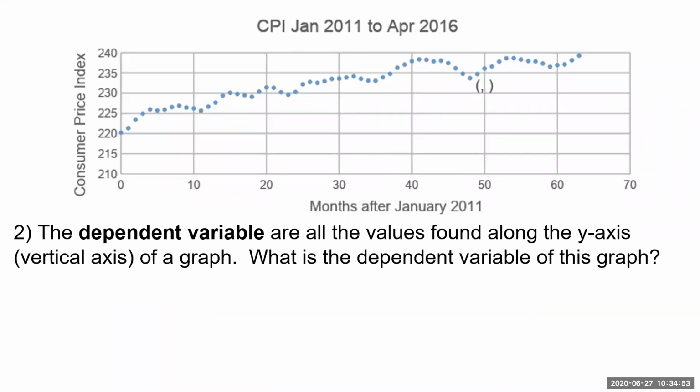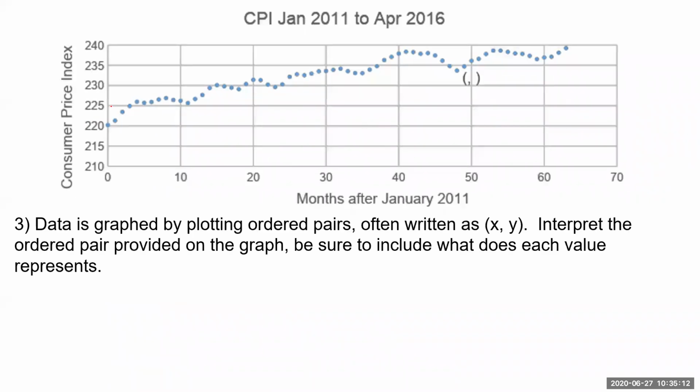Now, dependent variables are all the variables found along the vertical axis. And what's the vertical axis? That's the consumer price index. So when I look at the time, I can look at the corresponding CPI, right? So for every year, I will be able to find the corresponding CPI against it.